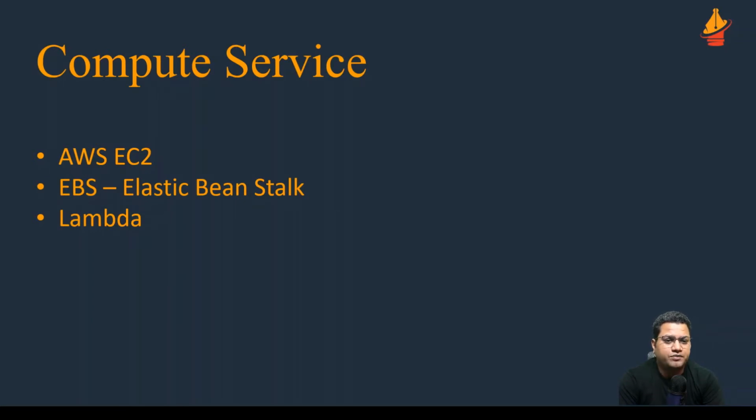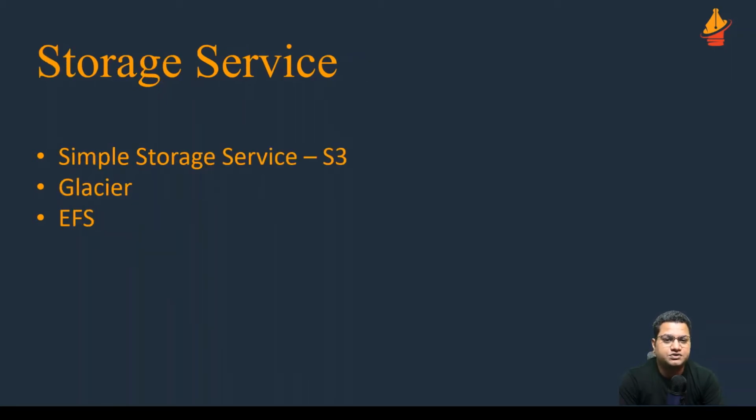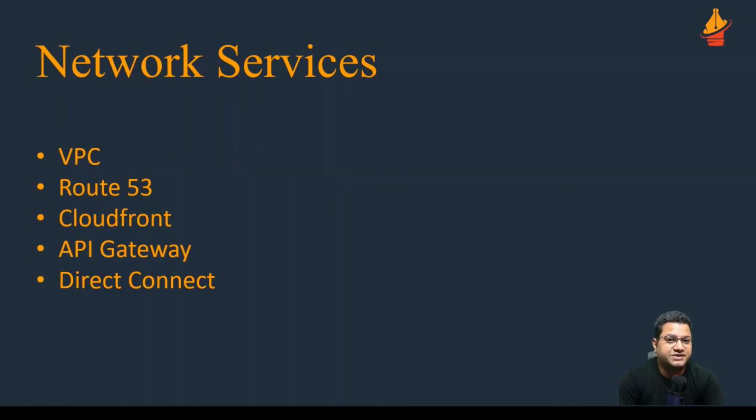Moving next, on the compute service, we are going to talk about the AWS EC2 instance, which is a very frequent and very fundamental service for most of the managed services as well. Then EBS, which is Elastic Beanstalk, created on top of EC2, and then the Lambda functions. On storage services, we are going to talk about S3, Simple Storage Service, Glacier, and EFS.